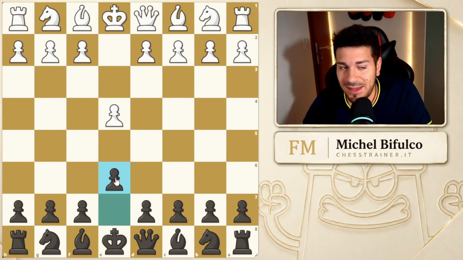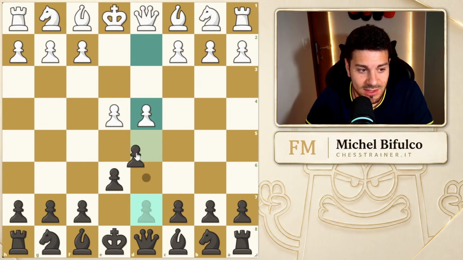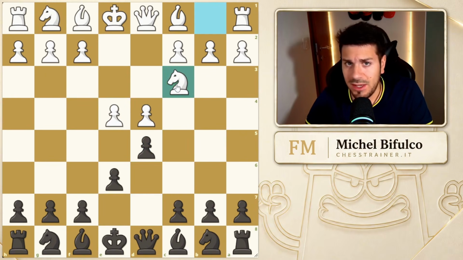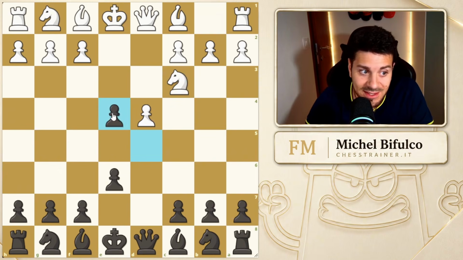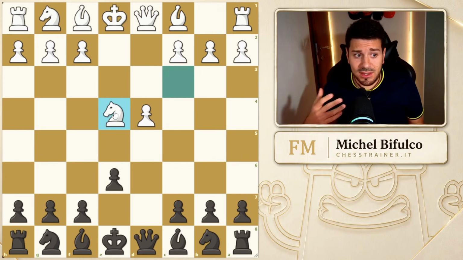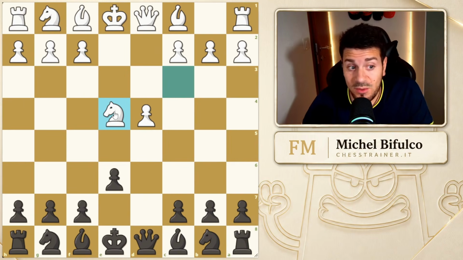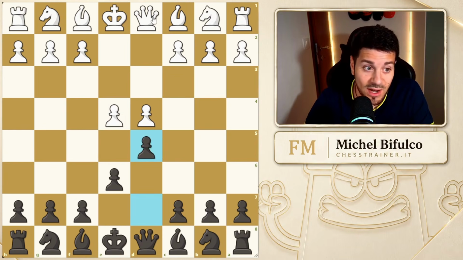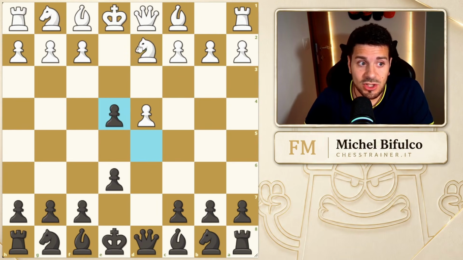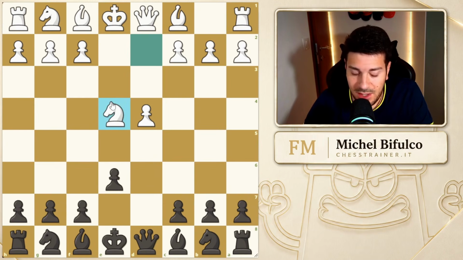What is the asterisk? The asterisk is that against the main French with d4, d5, knight c3, so the classical variation of the French, here you have to play the Rubinstein system, d takes e4 and knight takes e4. Obviously, what is the advantage? That you can play this system both here against the classical variation, but also and above all against the Tarrasch variation with knight d2. As you can see, you practically reach the same position.